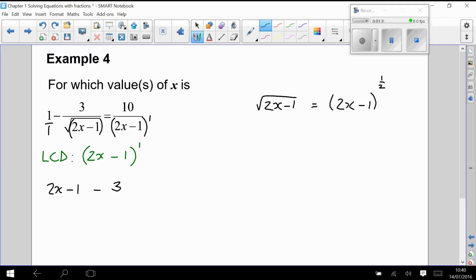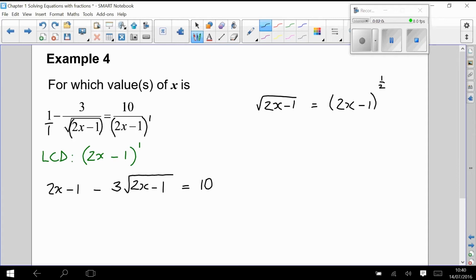it had a denominator of 2x minus 1 to the half, but there is another 2x minus 1 to the half, because if I say 2x minus 1 to the half times 2x minus 1 to the half, I have 2x minus 1 to the 1. So in other words, 3 needs to be multiplied by a further 2x minus 1 to the half. On the right-hand side, as 10's denominator was identical to my LCD, the denominator is going to fall away.